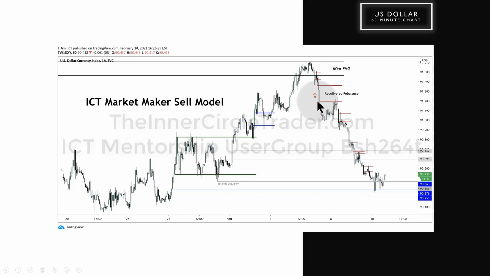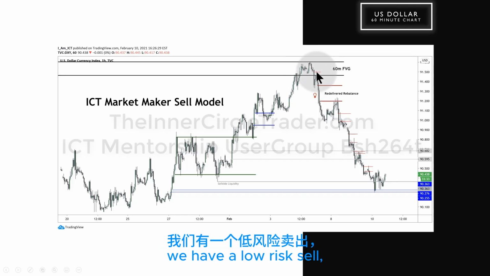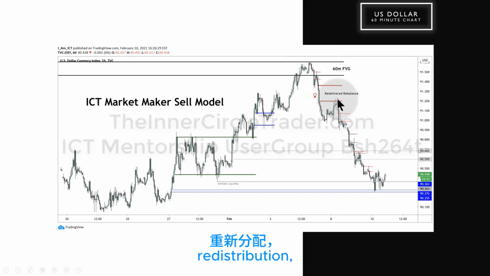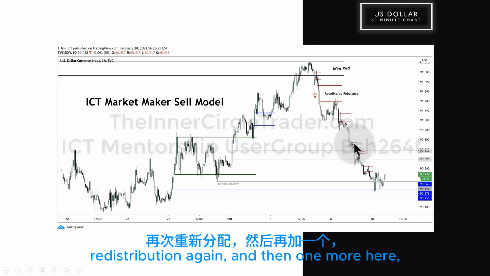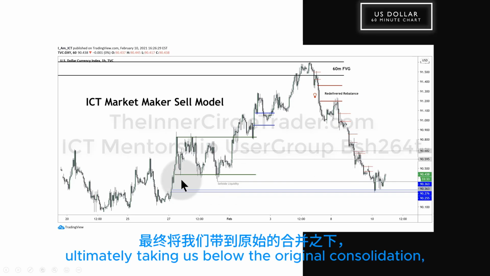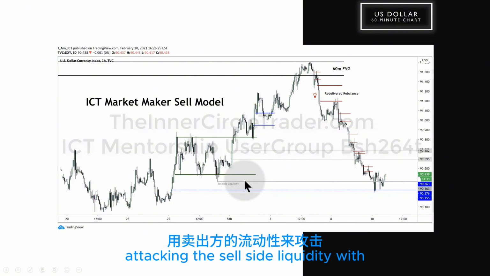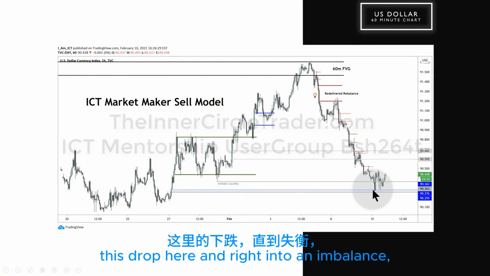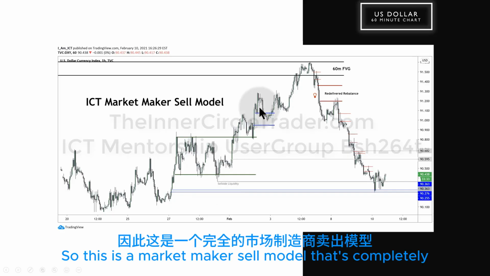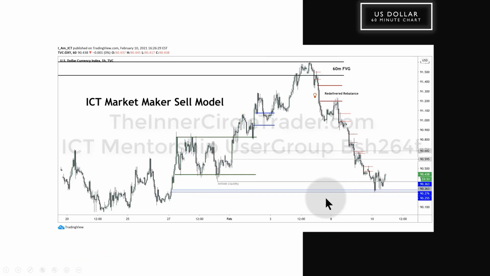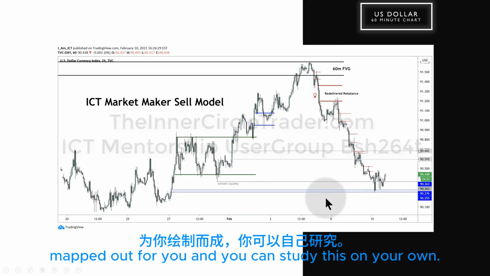And once we have the smart money reversal, we have a low risk sell, redistribution, another level of redistribution, redistribution again, and then one more here, ultimately taking us below the original consolidation, attacking the sell side liquidity with this drop here and right into an imbalance, which is below that low. So this is a market maker sell model that's completely mapped out for you, and you can study this on your own.